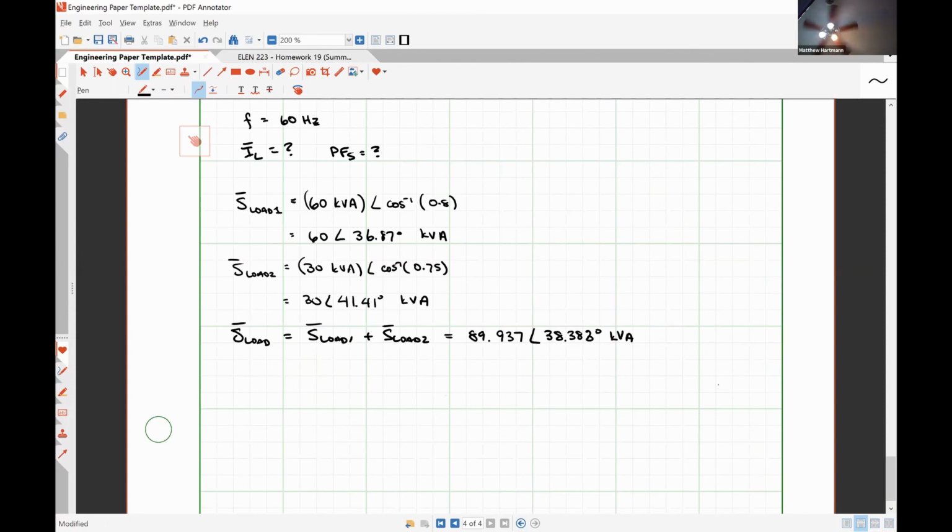Would you agree that the power factor at which the source supplies power is the same as the power factor at which the load absorbs power? Yes. Right, okay. So from that, to answer part B, PFS is going to be what? The cosine of the angle, right? So cosine of 38.383 degrees.